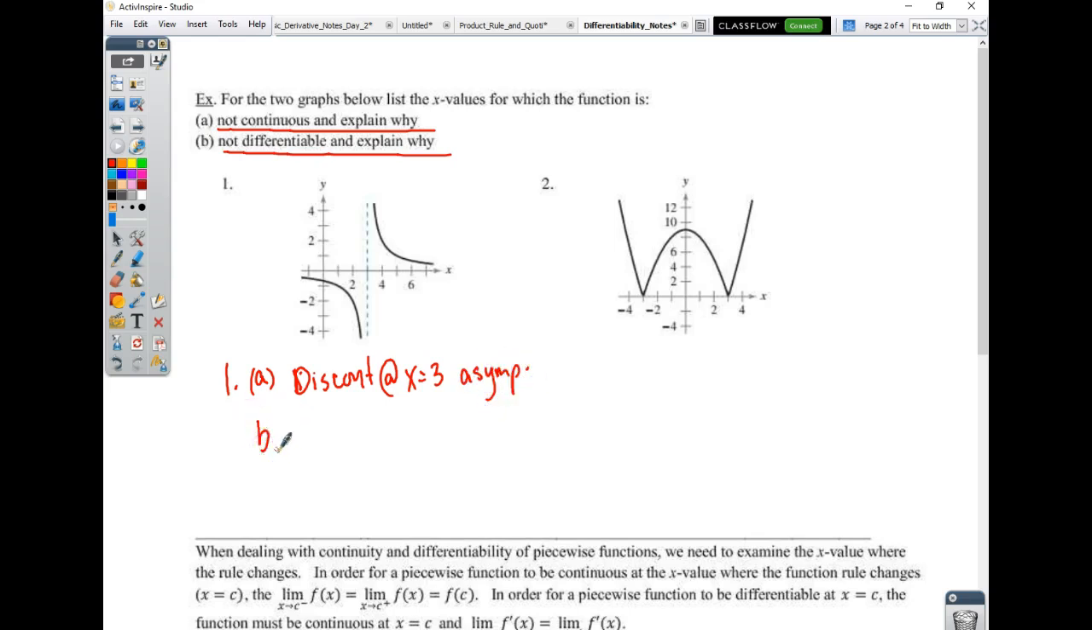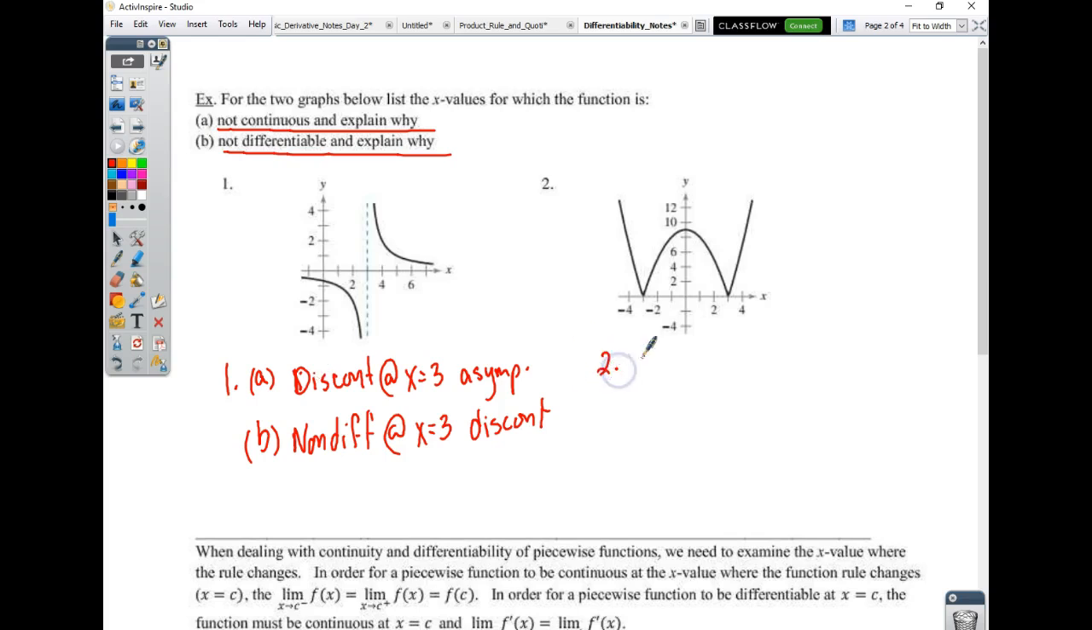If I look at b, we would say that this is non-differentiable, or non-diff, at x equals 3, but now we're not going to say there's an asymptote. What we're going to say is that there is a discontinuity. So you can see how I'm going to use the fact that there's a hole there to describe that.